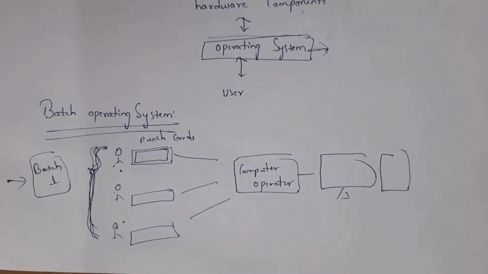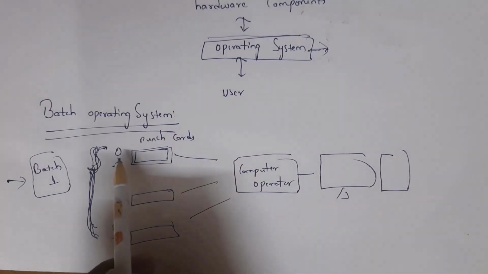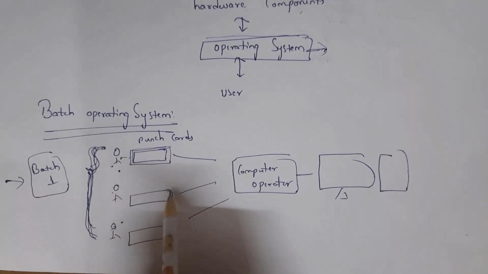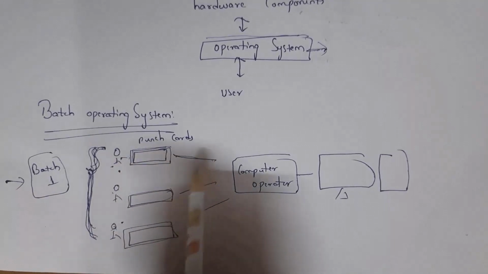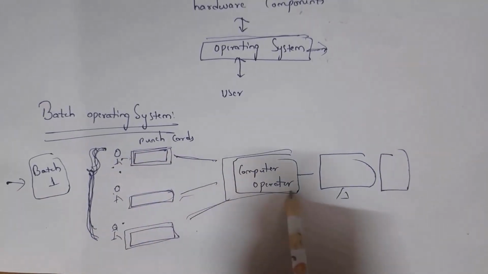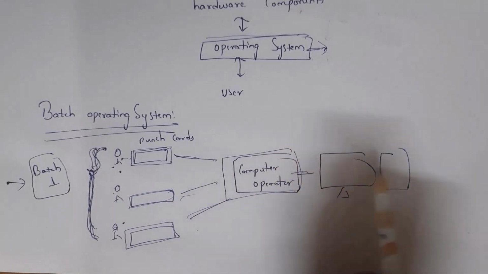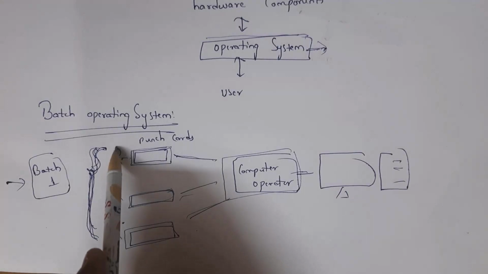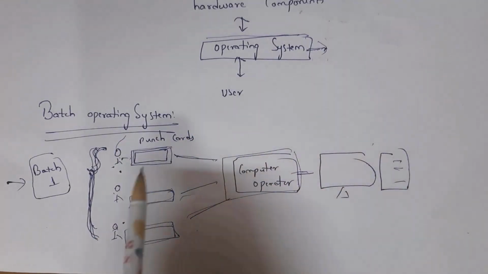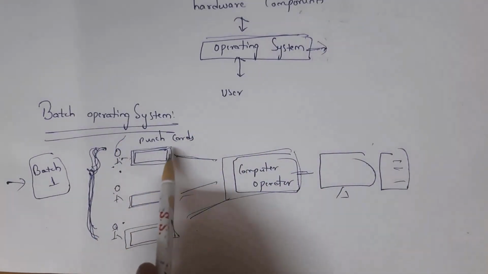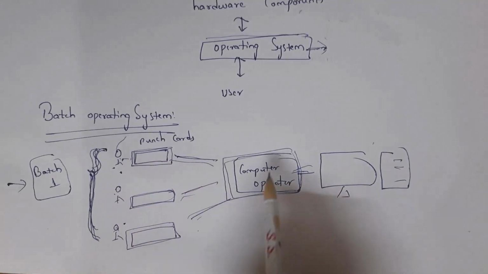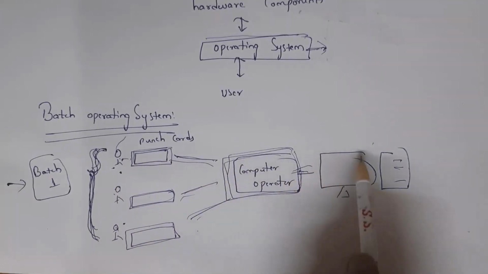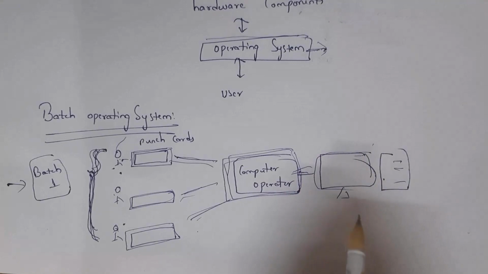In olden days, users wrote programs on punch cards. For example, these 3 users will write some programs on punch cards, and then they will submit these punch cards to the computer operator, so that this computer operator will insert these punch cards into the system. So in a batch operating system, users cannot directly interact with the computer. They will just submit punch cards to the computer operator, and then the computer operator will insert these punch cards into the system, and then he will perform his task. This is known as a batch operating system.